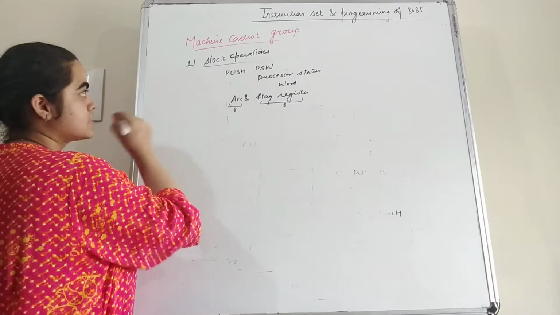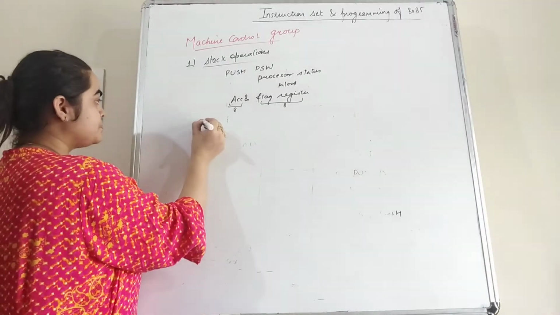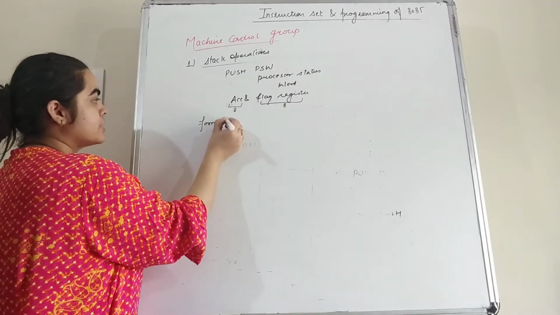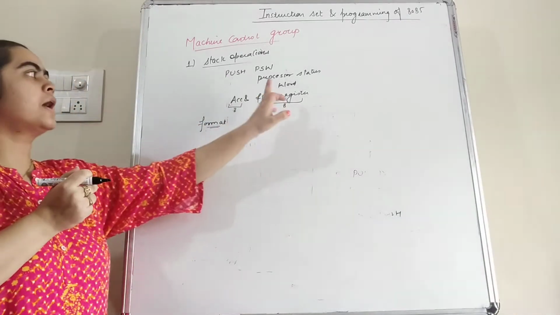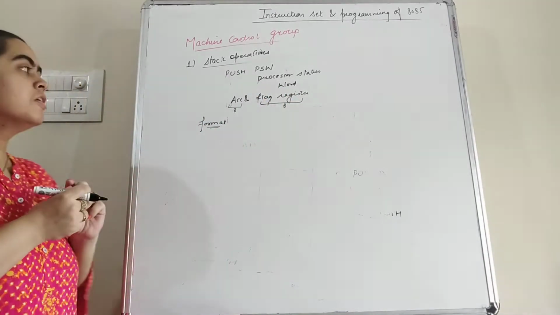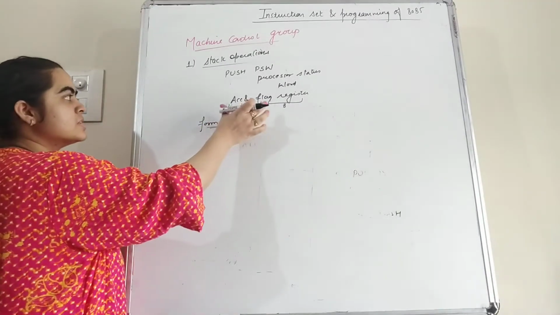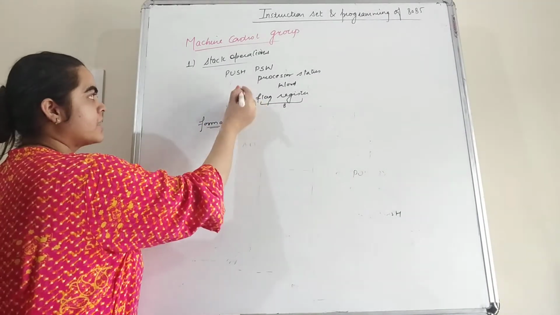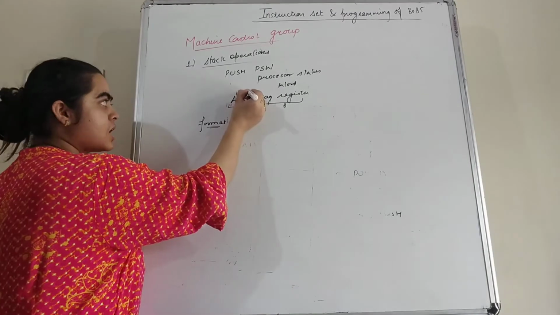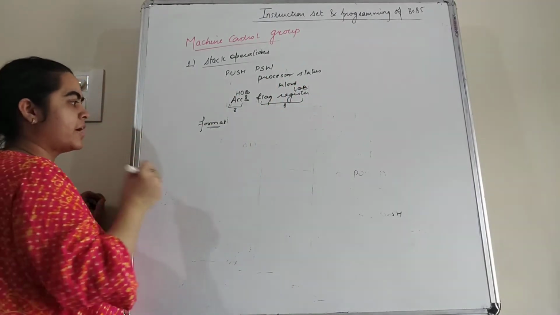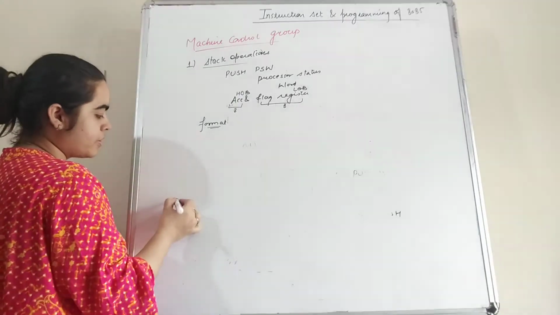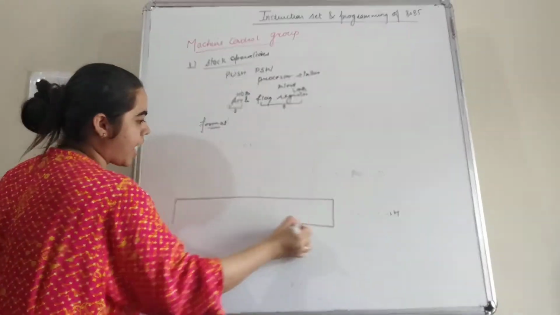Now you can see, students, first one is the format of this instruction. Initially we push the accumulator value, and after that we push the flag register value. So out of accumulator and flag register, the accumulator is considered as a higher order byte and the flag register as a lower order byte. Before seeing the format, initially we draw the flag register.